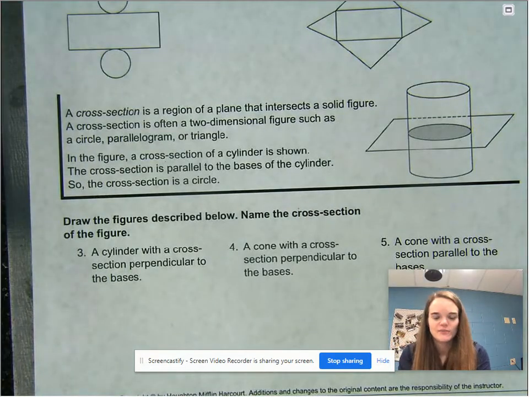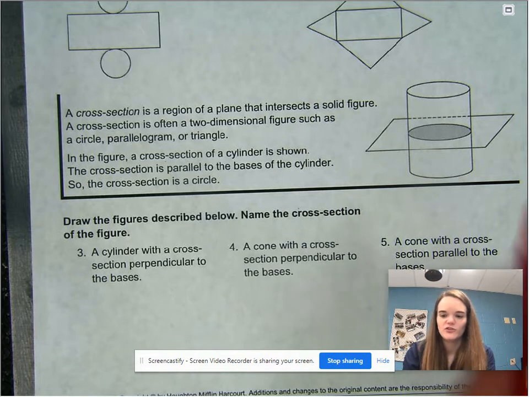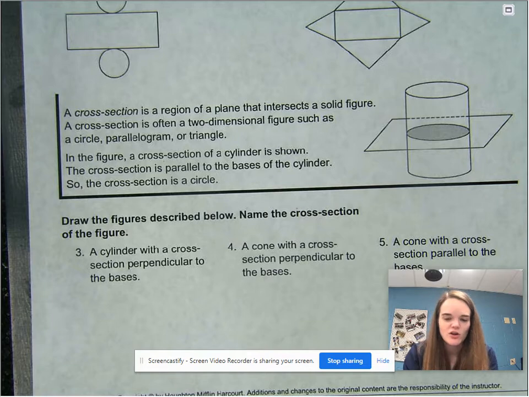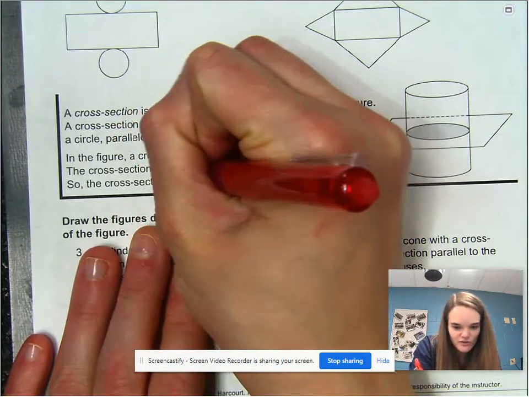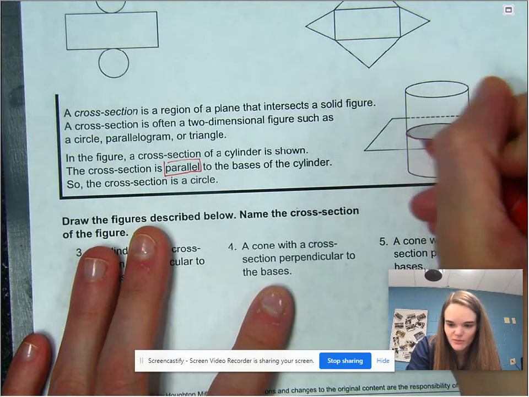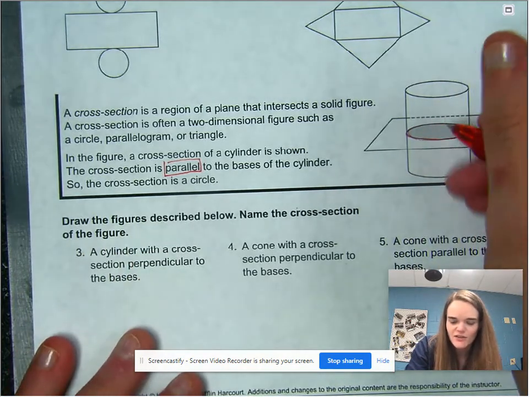Now, a cross section. A cross section is a region of a plane that intersects a solid figure, such as this right here. A cross section is often a two-dimensional figure, such as a circle, parallelogram, or triangle. It can actually be any two-dimensional figure, square even. In the figure, a cross section of a cylinder is shown. The cross section is parallel to the base. So the cross section, this is a cross section, it means slicing through something, is a circle.